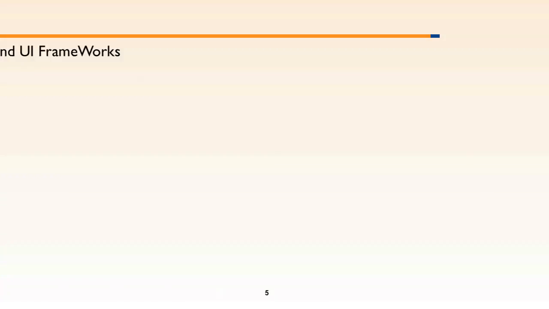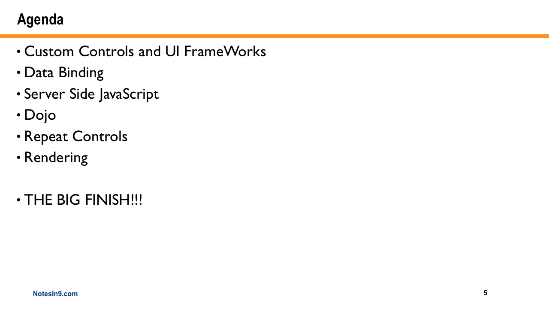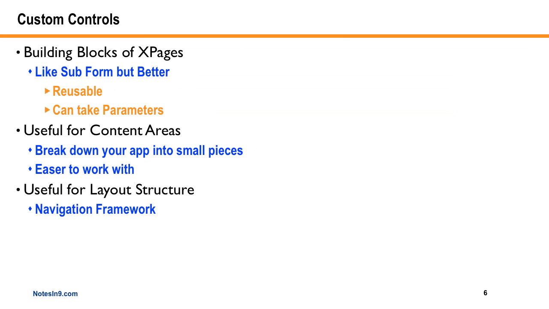Okay, so let's get on with the show. We're going to talk about custom controls and UI frameworks. I've done this before when talking about Blueprint, CSS, and One UI, but I wanted to do it here because this is kind of like a jump start, so that's going to be the beginning. Then we're going to get into some all new stuff: data binding, some server-side JavaScript, Dojo, a lot on repeat controls, rendering, and then what I like to call the big finish, where I'm going to tie a lot of these things together.